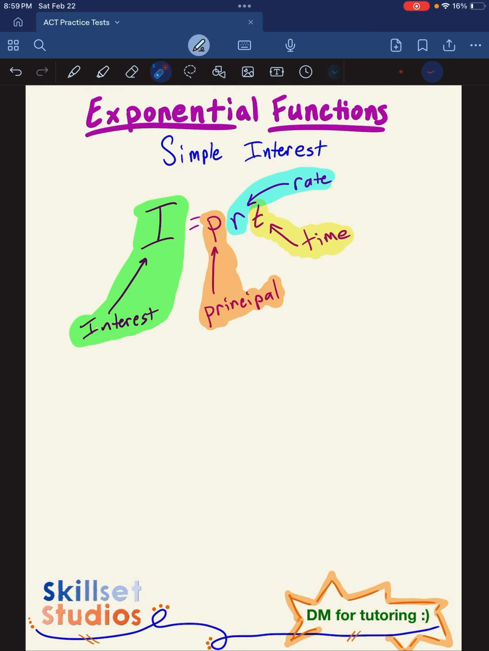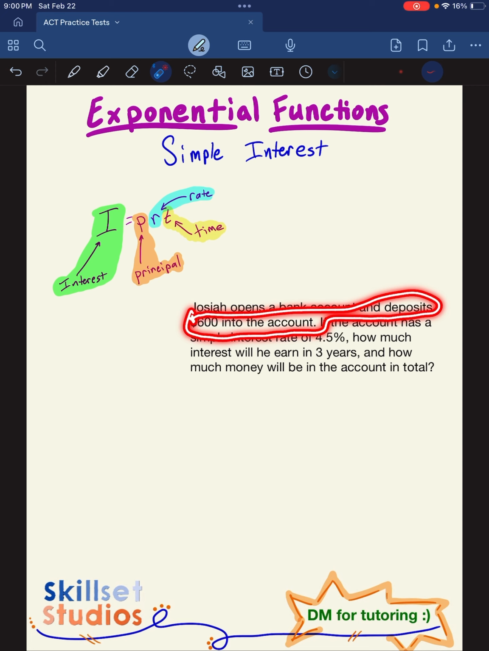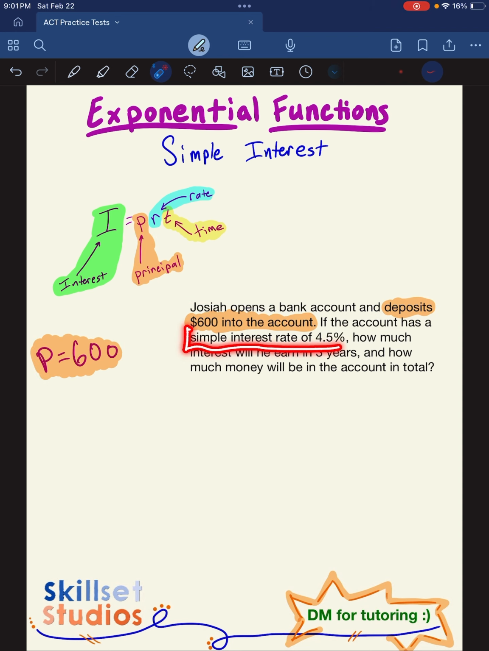Usually these simple interest questions come in the form of word problems. So let's see a couple examples. No matter what, whenever you have a word problem, the first thing I suggest is trying to locate where your different variables are. For instance, here it says that Josiah deposits $600 into the account, and whatever the person puts into the account, that's the principal. So that's our P. The next thing I see is a simple interest rate of 4.5%. Rate and percent both tell us we're talking R.